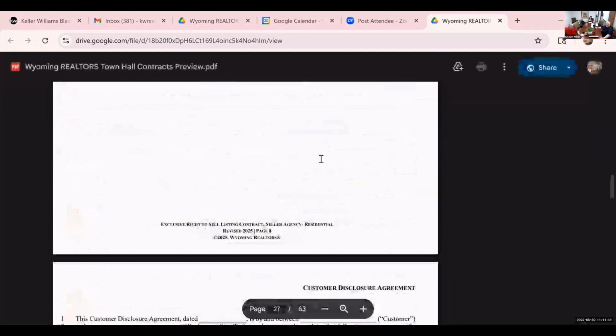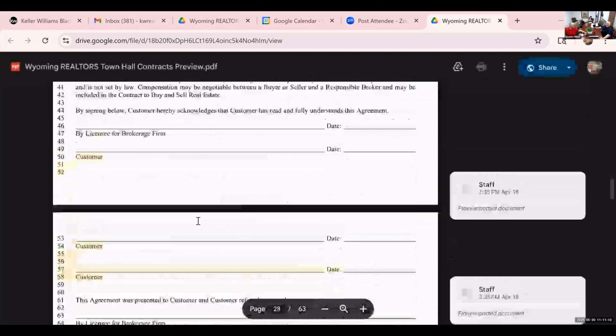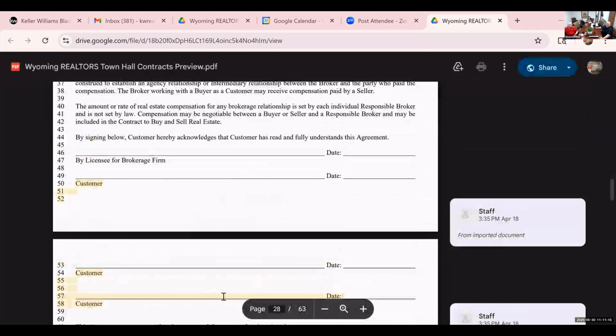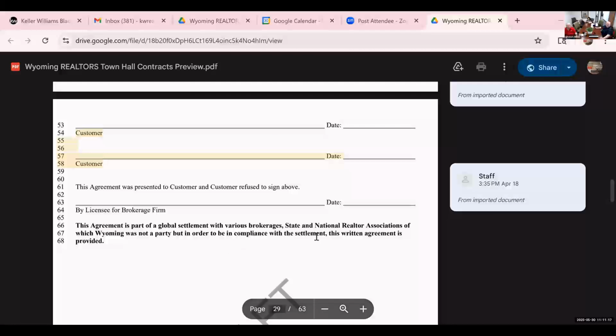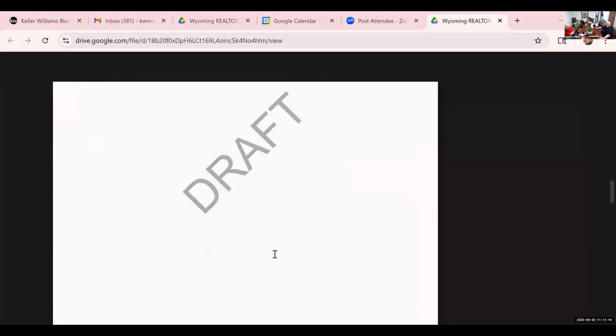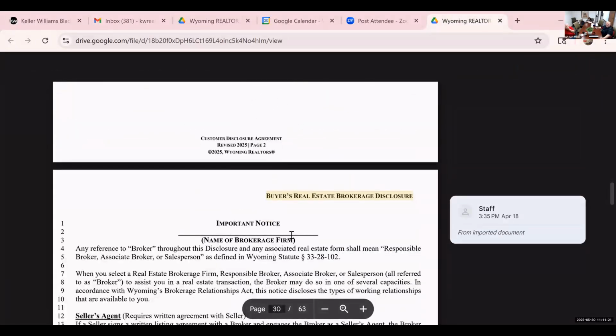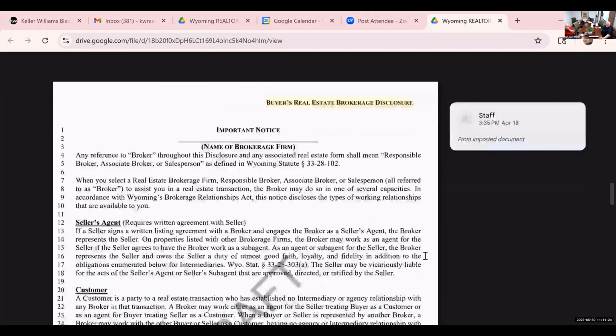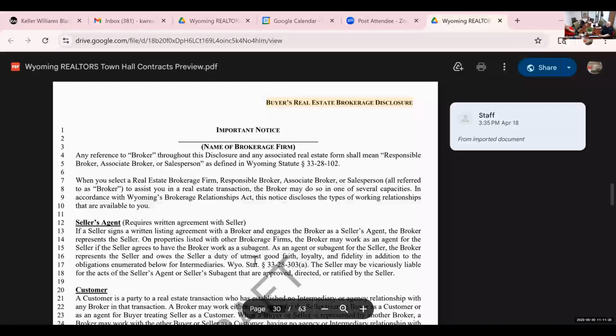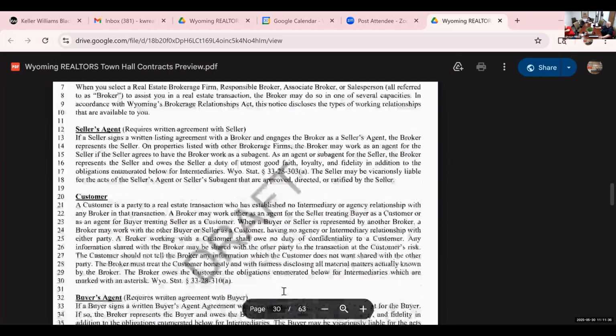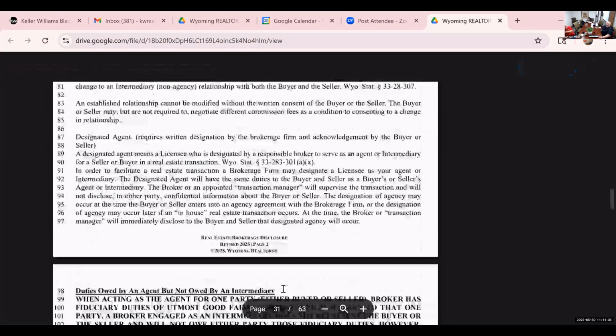Your customer disclosure agreement. You used to have one line right here for the customer. Now they've added two more. They realized there were a lot of times more than one person trying to buy a house. That's the only change there. Real estate brokerage disclosure, nothing changed on it except last fall on September 15th, it does not say that it requires a written agreement right here anymore, because we have the customer disclosure. They just took that out of there.